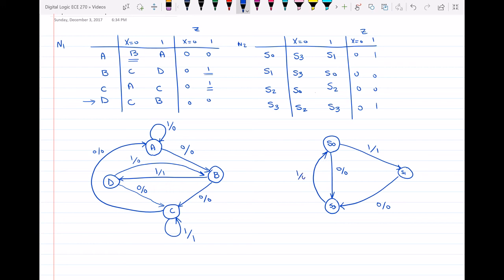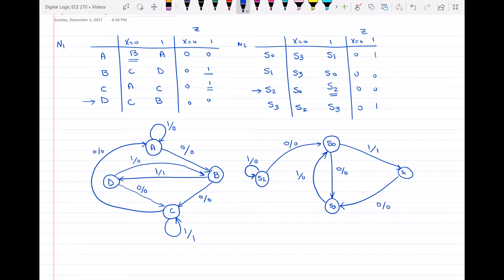So 1, 0. Then we are at state S2. So we're going to have some state S2 here. So when we are at S2 and X is equal to 0, we're going to go back to S0. So we have 0, 0. And then if we have X equal to 1, when we are at S2, we're going to stay at S2, as you can see here. So this is going to be 1, 0.